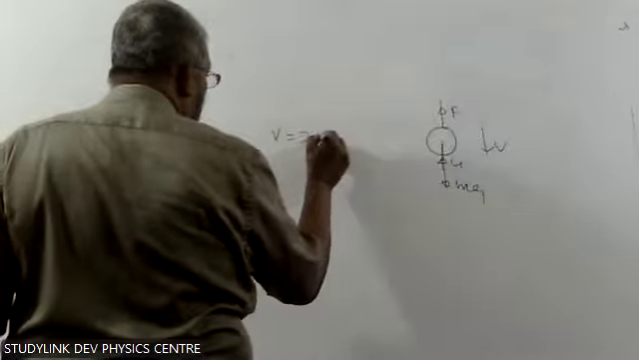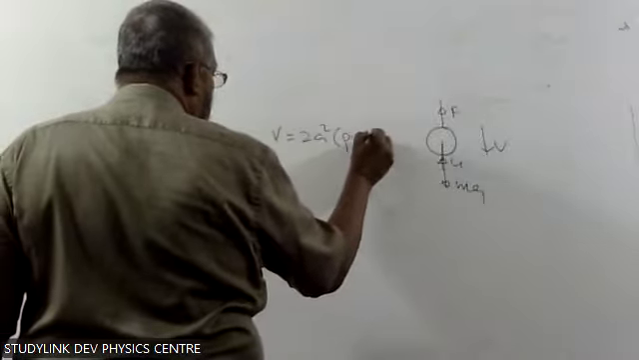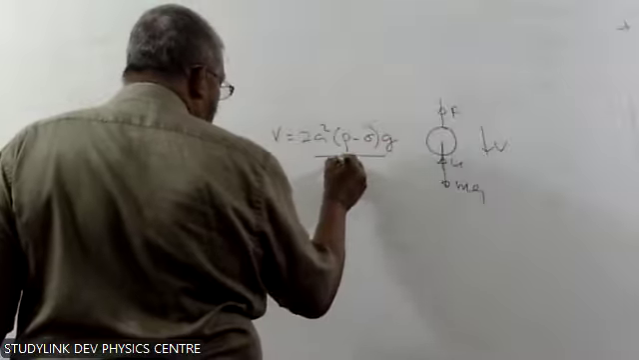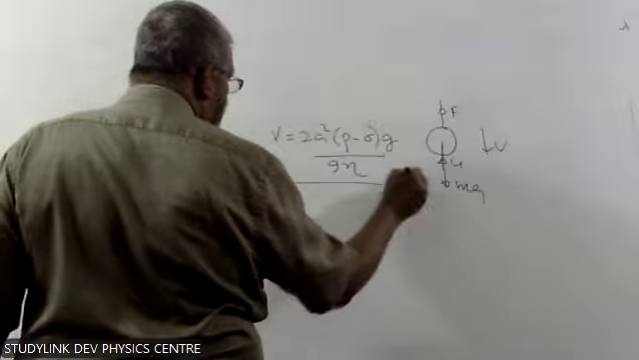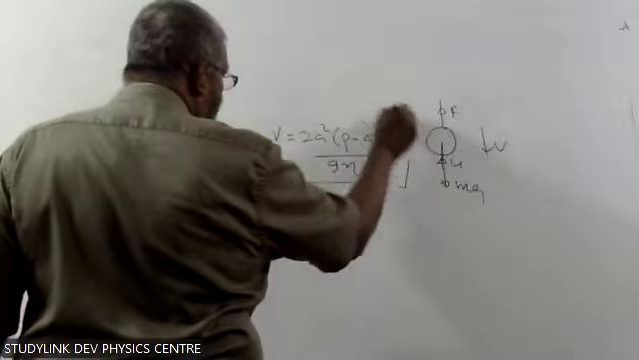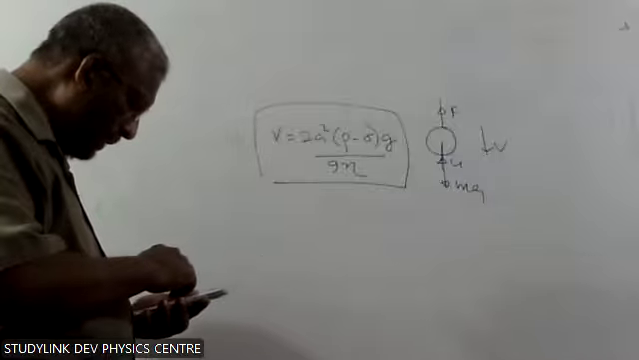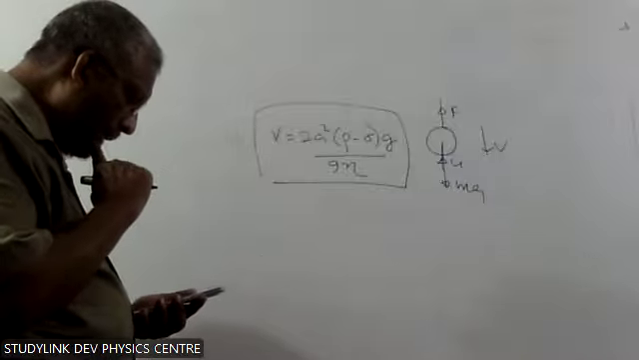Finally, you get 2a squared (rho minus sigma) g over 9 eta. This is the equation you have to obtain. As I said, this is not always standard. You have to prove and get it. But here remember K remains still.